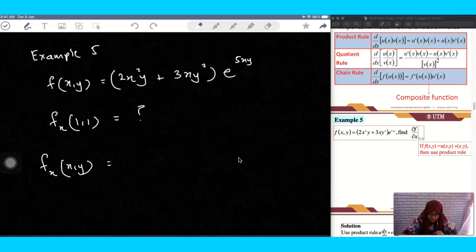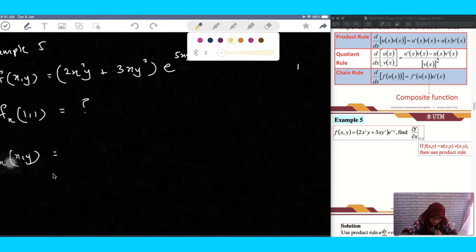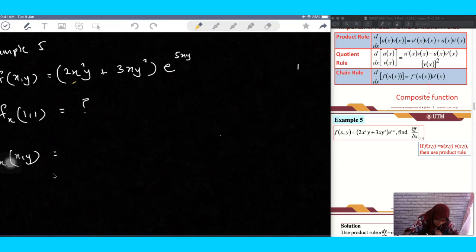Okay, so now, look at here. You have just a single term, which is a multiplication of whatever is in the bracket and the exponential function. So in this case, you need to apply the chain rule. You want to differentiate with respect to x, so y is always constant. In order to differentiate this, you have to apply the product rule, where you assume this is u and this is v.